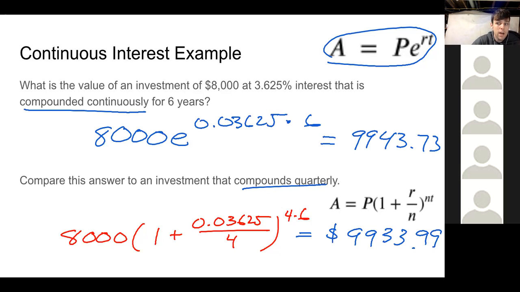The more times you compound, the more it'll be. So if we compared quarterly to monthly to bi-monthly, we would start getting closer and closer to this, because the more times we compound it, the more we get closer to that limit, which is our continuous compound interest formula. Again, this is just an application of it. We're going to talk about some more interesting solving stuff next.